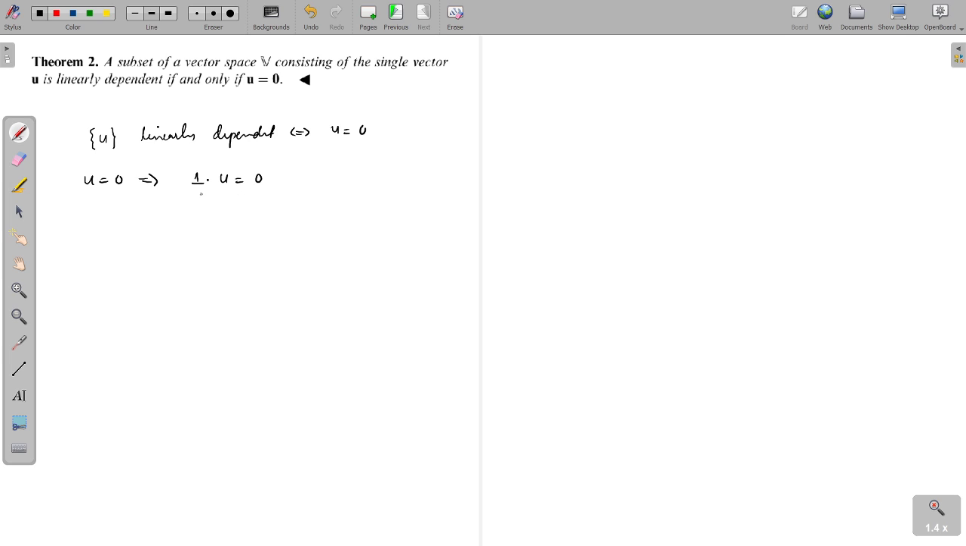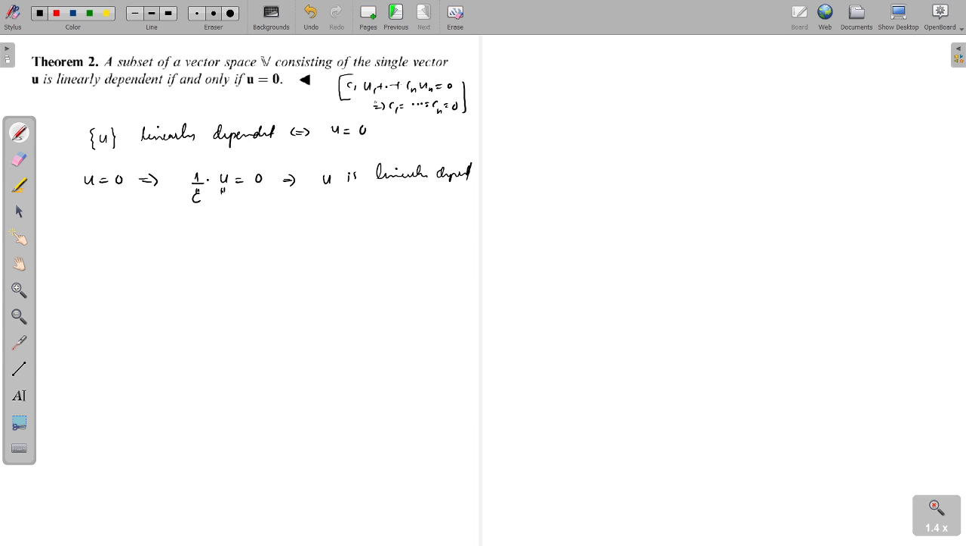So we have a coefficient c equal to 1, and u is a vector in the vector space, where the coefficient is not 0 but the combination is 0. This implies u is linearly dependent. It's the definition. The definition of linear independence: c1 u1 plus etcetera plus cn un equal to 0 implies each ci equal to 0, up to cn equal to 0.